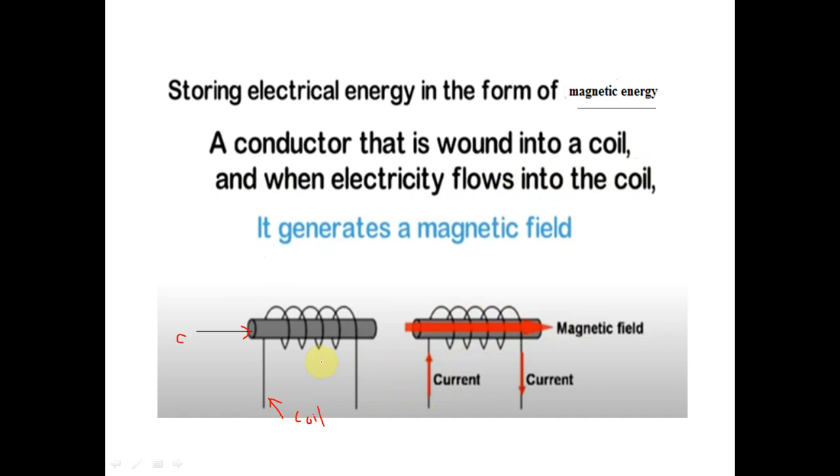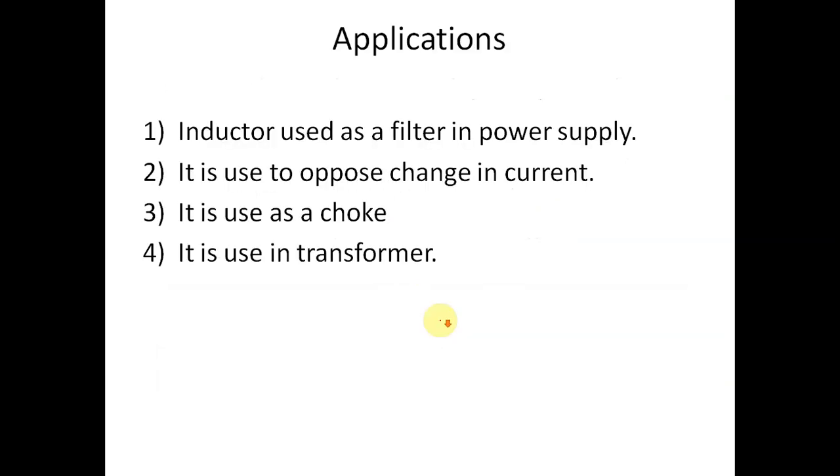Again I repeat, this is called the conductor. This one is the coil. This coil is wound on a conductor. When current flows through the coil, the conductor generates a magnetic field. This is the working principle of inductor.